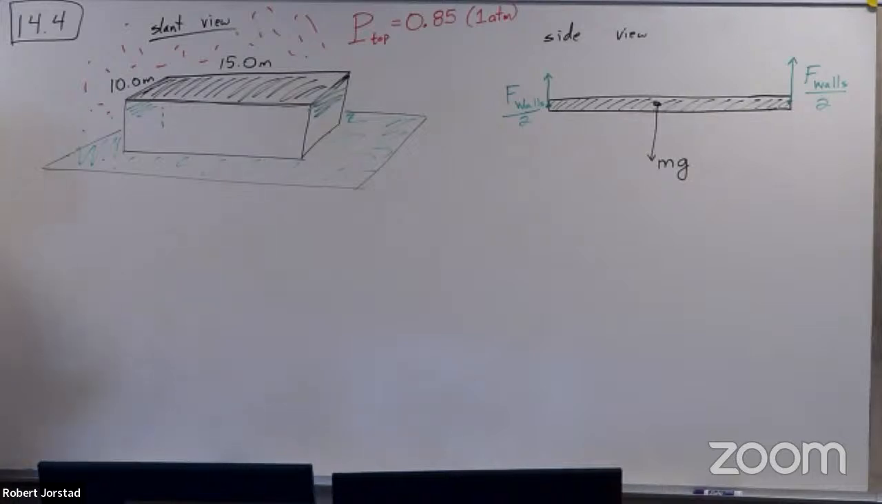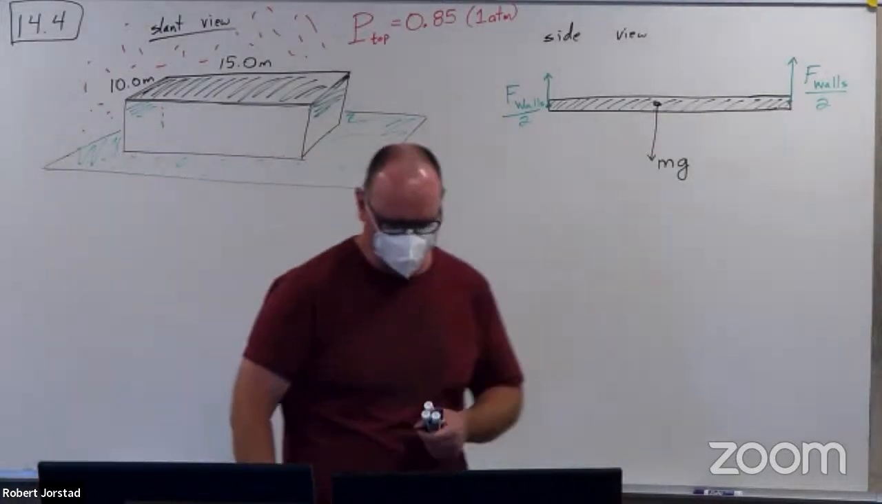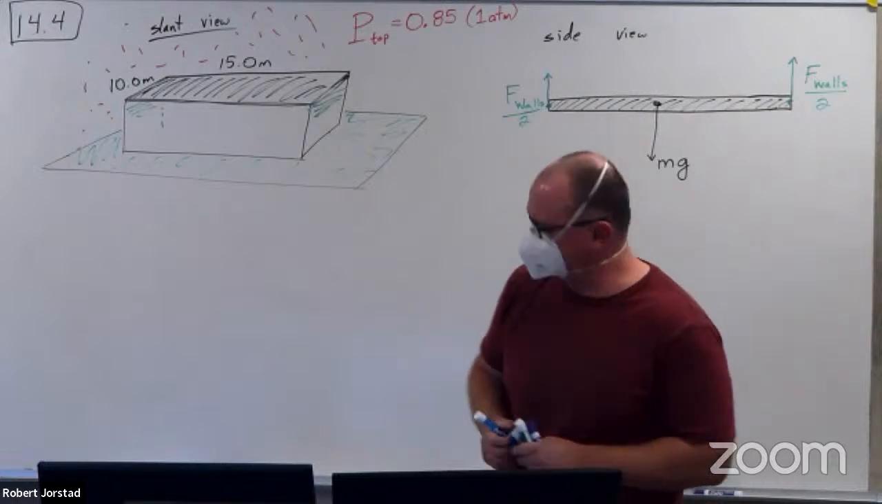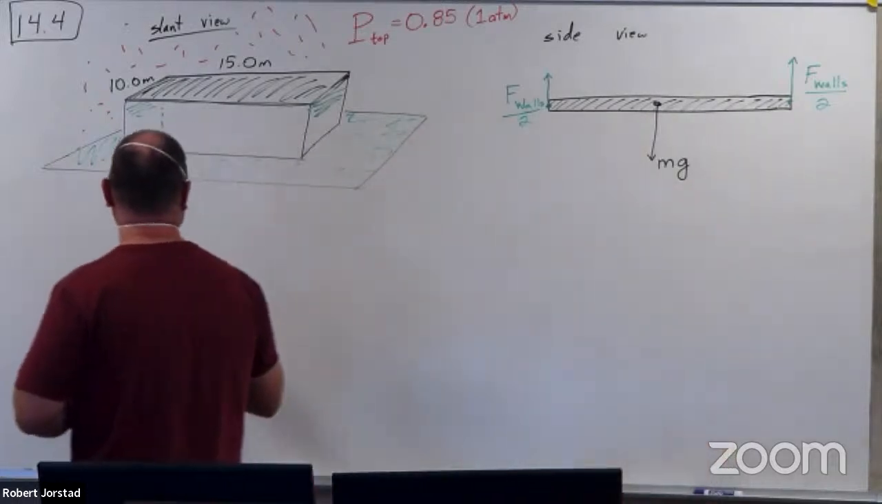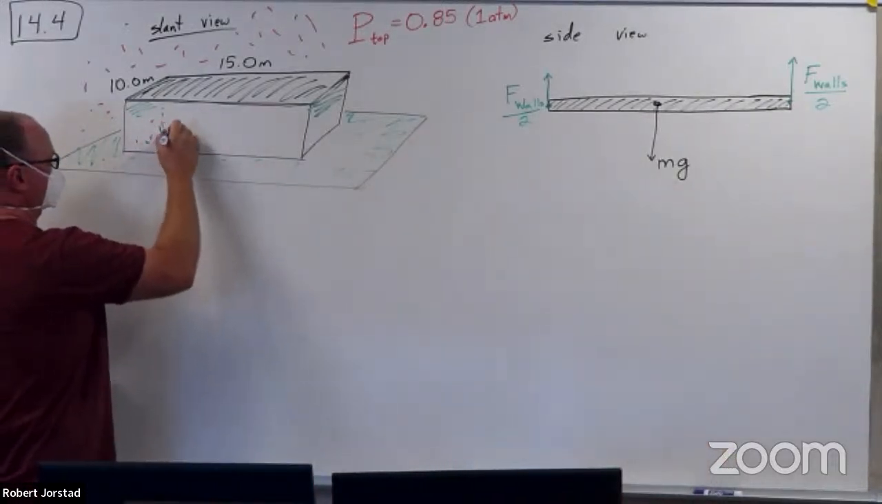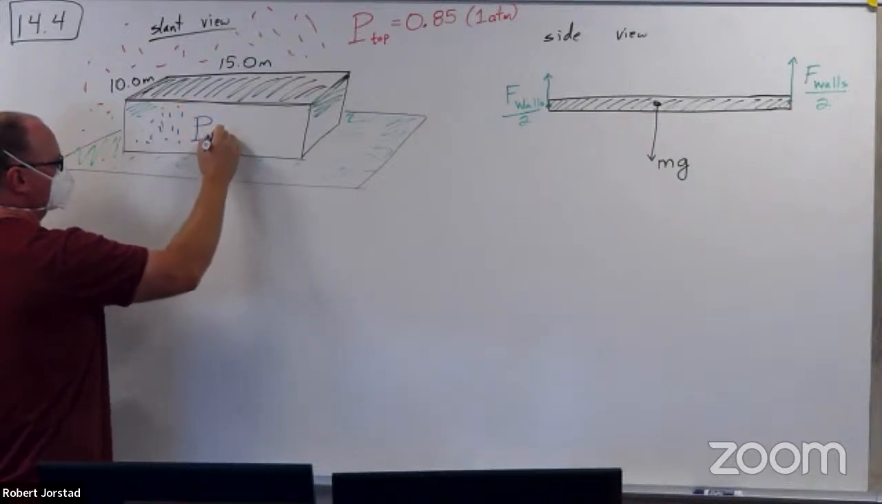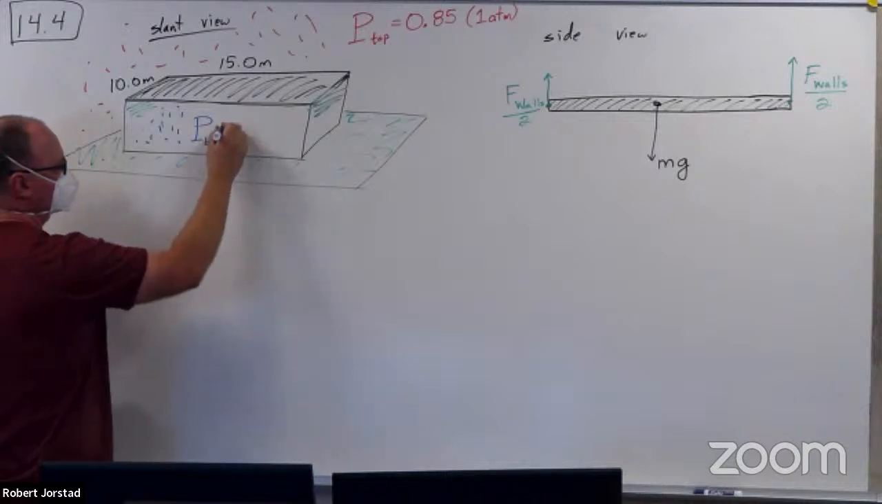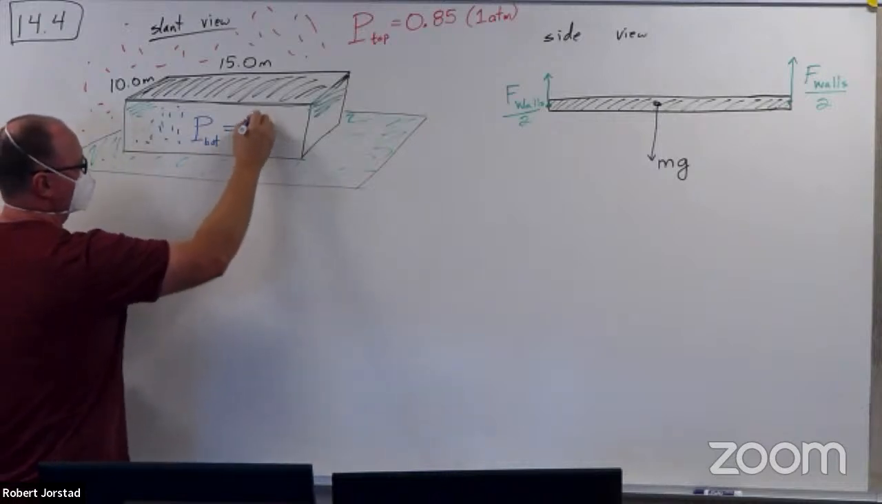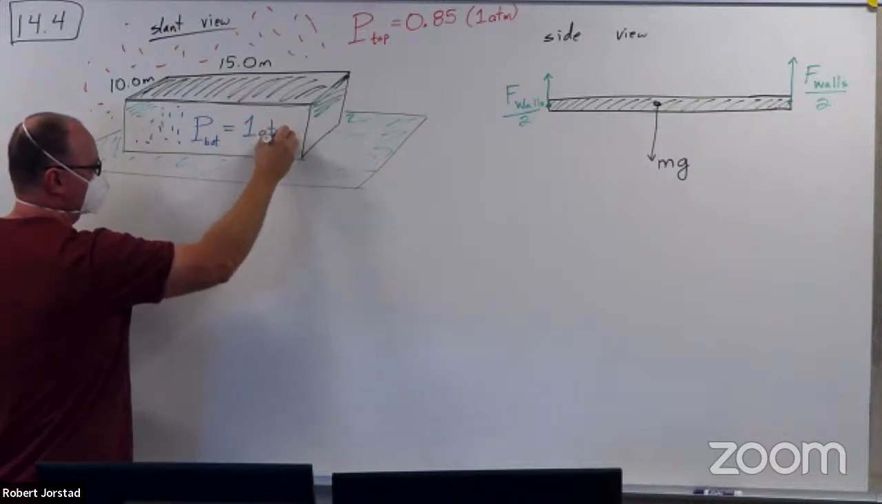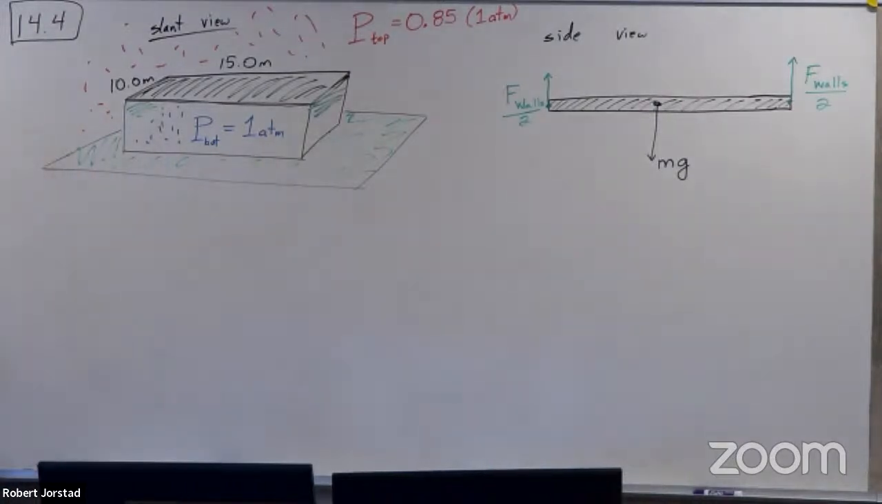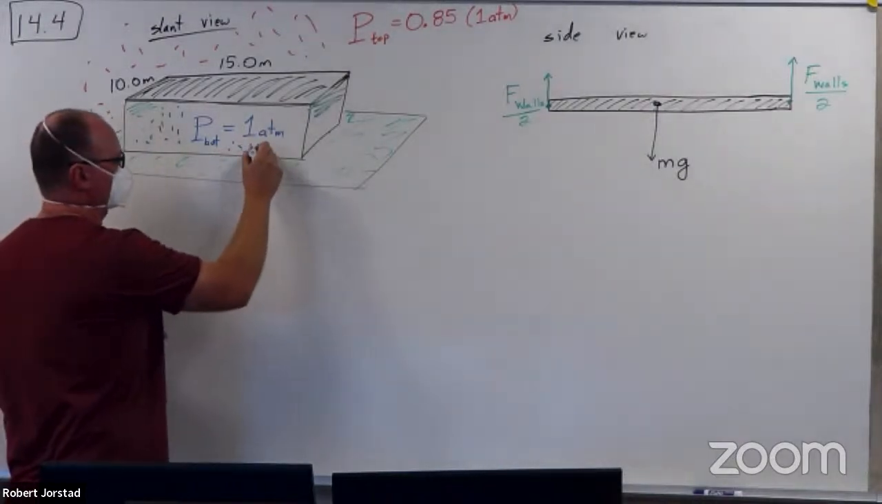Inside the building, we are told the building was sealed when it was at normal atmospheric pressure. So inside, I'll call this beneath the slab or bottom, is 1 ATM. So the air inside was sealed when it was at 1 ATM.